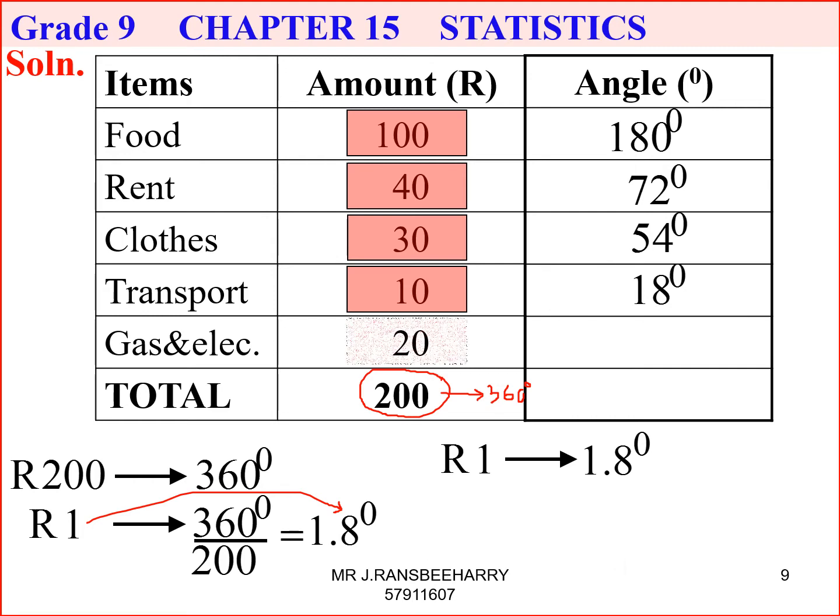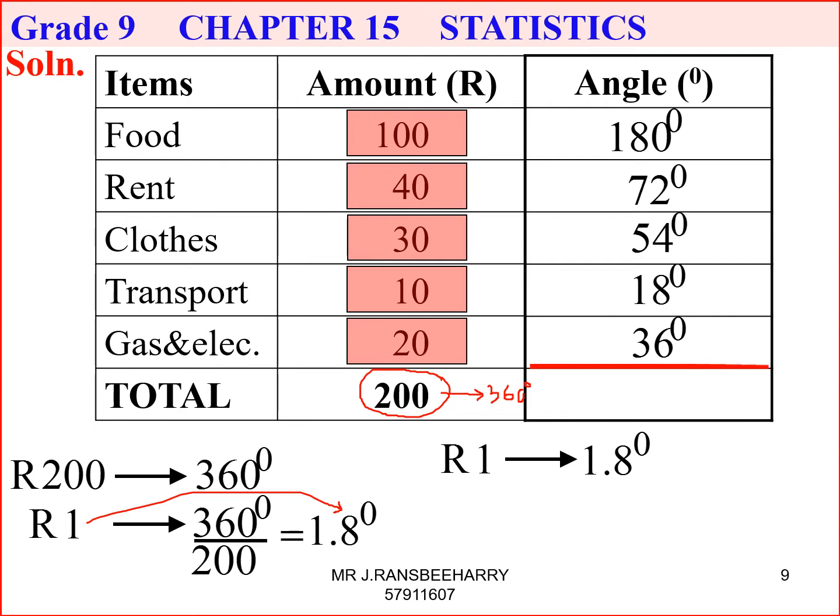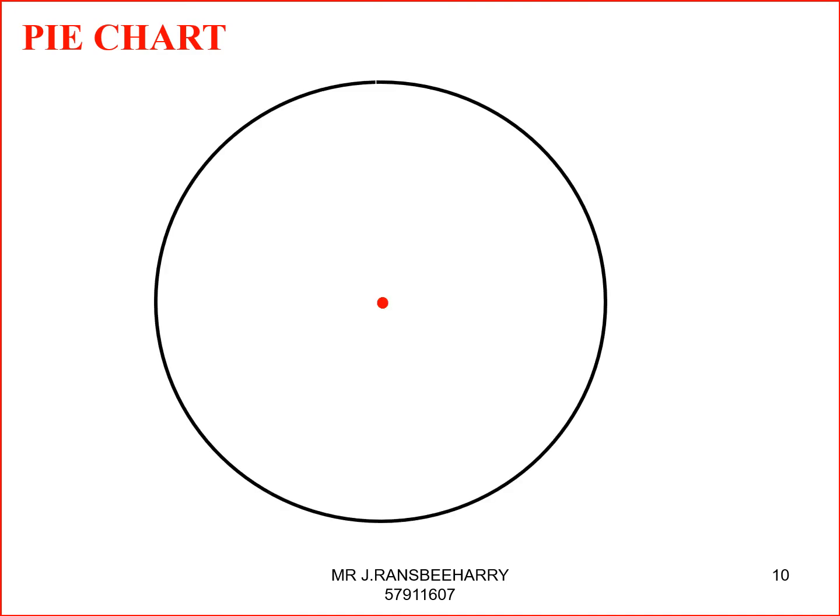We must add, the sum of all angles has to be 360 degrees. If the sum of the angles is not 360 degrees, we have made a mistake and we have to correct it. Now we are going to represent all these angles on a pie chart. To do it exactly, we need a protractor. So in a pie chart, data is represented in a circle.